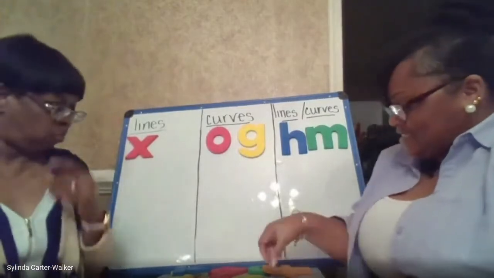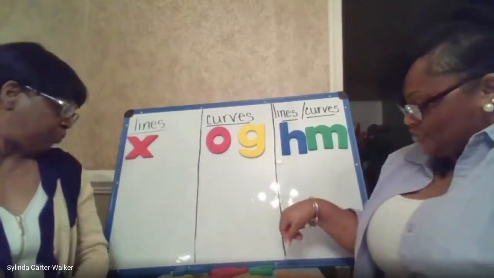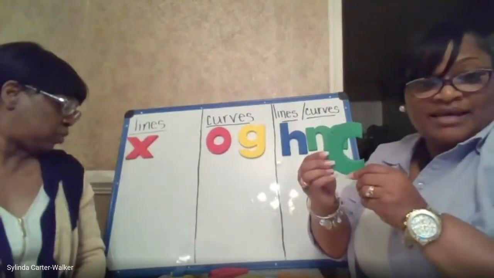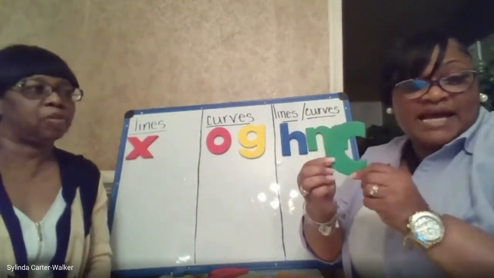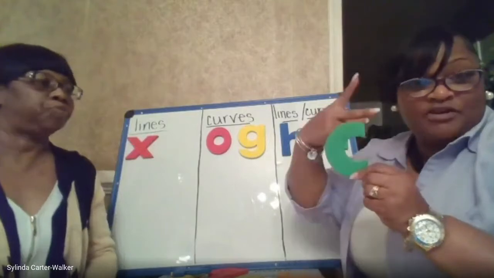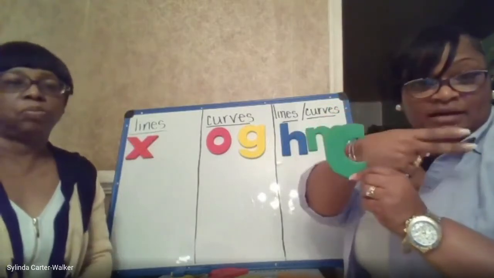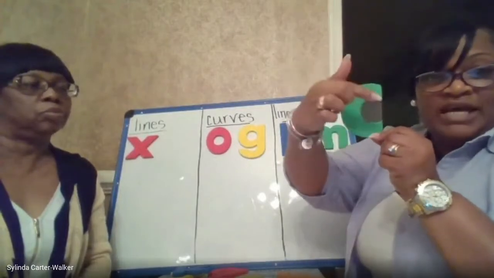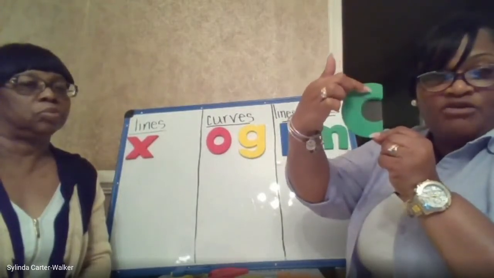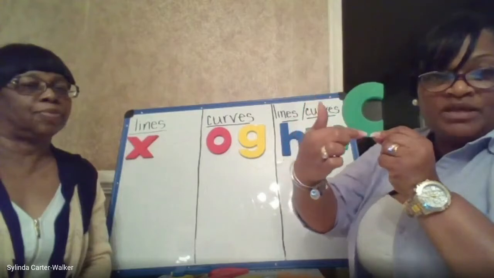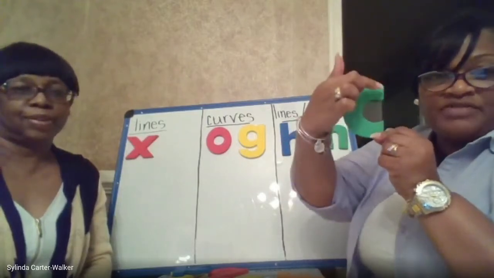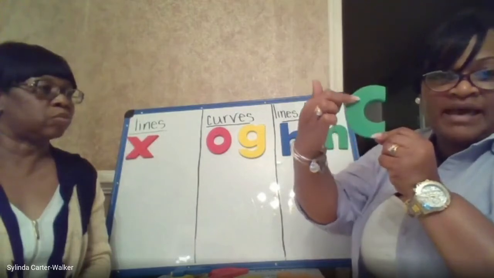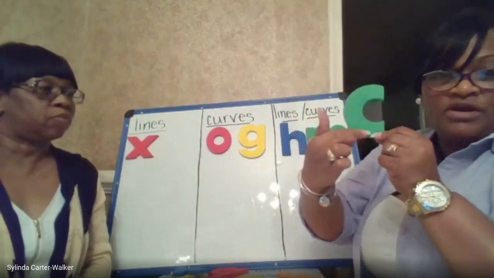All right. Let's pick a letter. I'm going to pick the letter C. The letter C makes the sound k, k, like you're cutting. Looking at the C, if you take your finger and go around it, it starts at the top and makes a half of a circle. So that means there's a half of a curve.